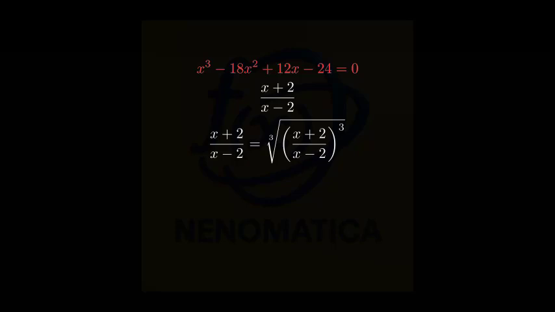Now, let's expand the expression in the cube root. When we cube the fraction (x plus 2) divided by (x minus 2), we get (x plus 2) cubed divided by (x minus 2) cubed. Let's expand the numerator and denominator. For the numerator, we have (x plus 2) cubed, which gives us x cubed plus 6x squared plus 12x plus 8. For the denominator, we have (x minus 2) cubed, which gives us x cubed minus 6x squared plus 12x minus 8.